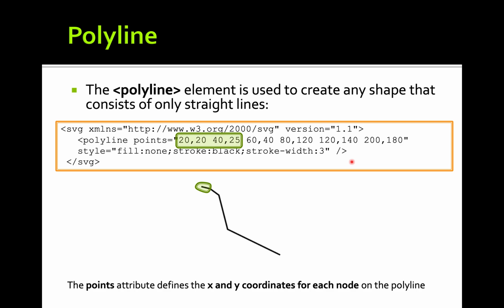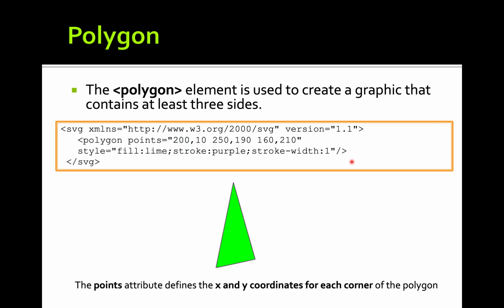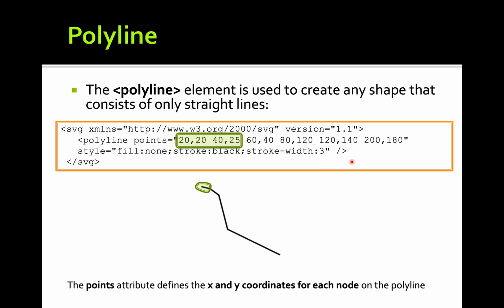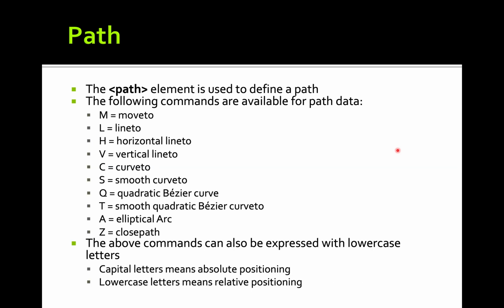So this is the difference between the polygon and the polyline. Polygon is a closed image, polyline is just an open image. We are drawing the lines, but we are not drawing a line between the last point and the first point. Okay, so that is the difference between the polygon and polyline. Then we have the path. Path is more like we are giving some instructions.